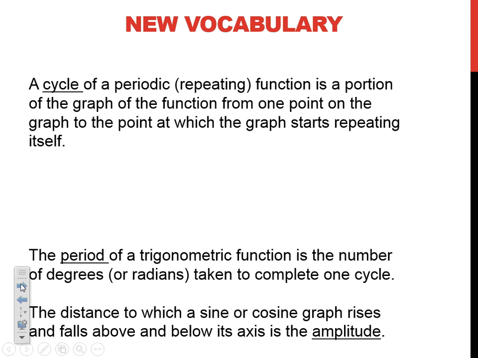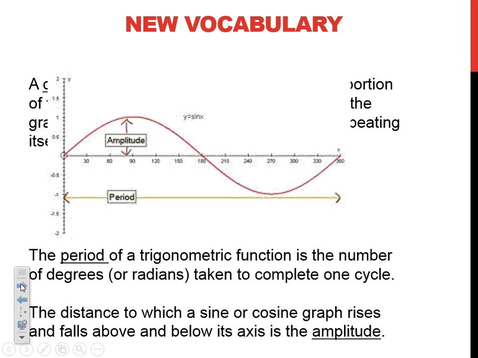So we're going to be working with all of these things today, so please make sure you have this all in your notes. Now here's just a little example. Here's our period. A period represents where we start and how far it goes. And our amplitude is how high or how low our graph will fall.